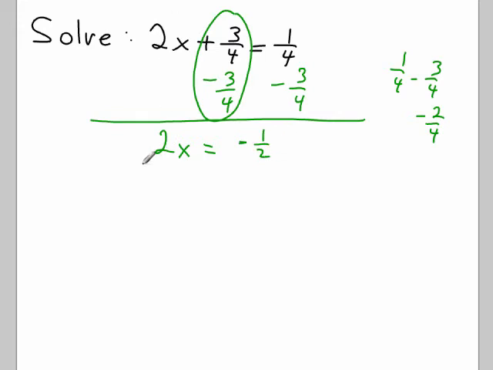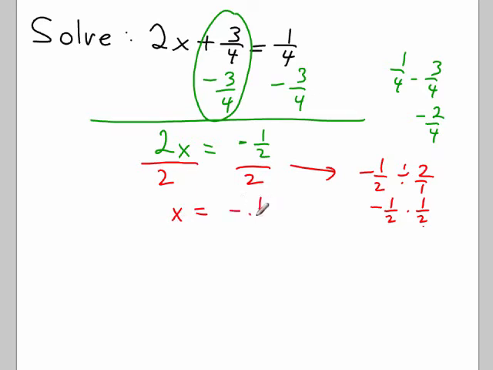And then I could divide both sides by 2. That looks a little awkward. It just means negative 1/2 divided by 2, which is negative 1/2 multiplied by the reciprocal. And so x would be negative 1/4. Okay, so I've solved the equation.